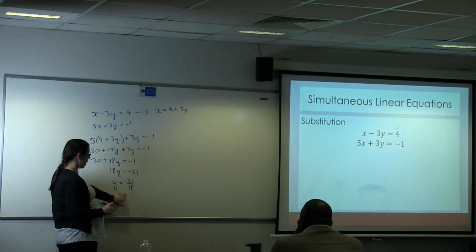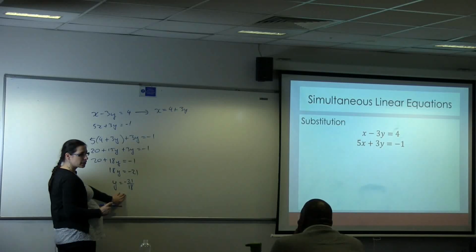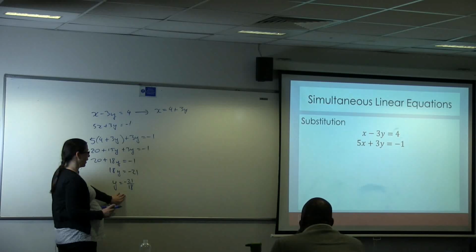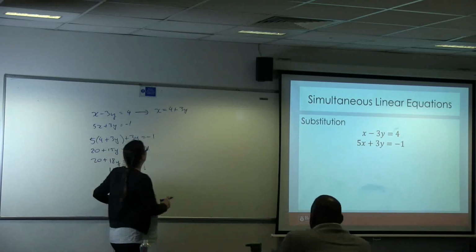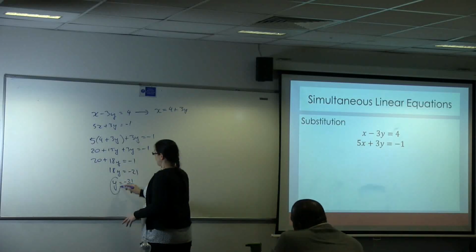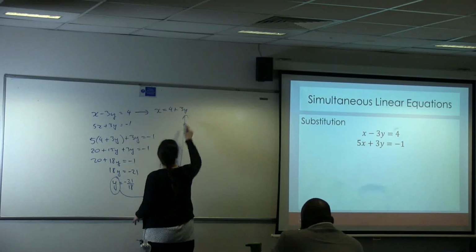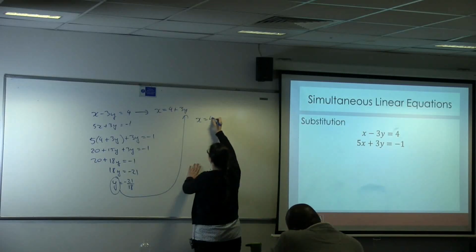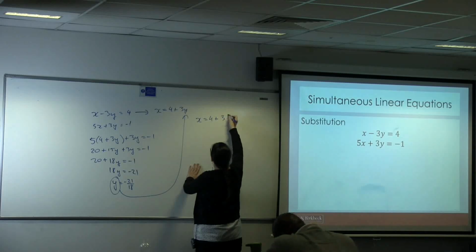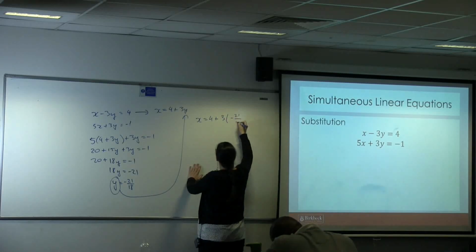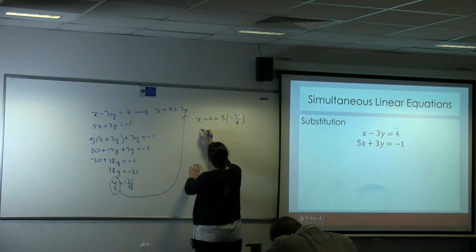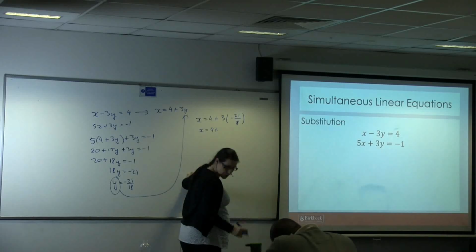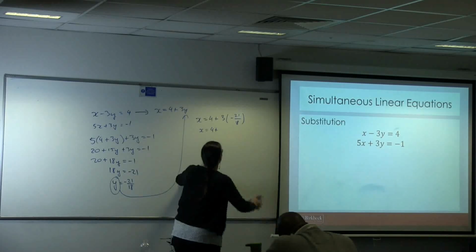Now I pick that one up. What is that? Minus 1.1666. Oh, okay. So I'm going to leave it this way. Now I pick up this y and put it back into here. So then what I've got, x equals 4 plus 3 times minus 21 over 18. So x equals 4 plus, actually not plus, because positive times negative makes a negative.